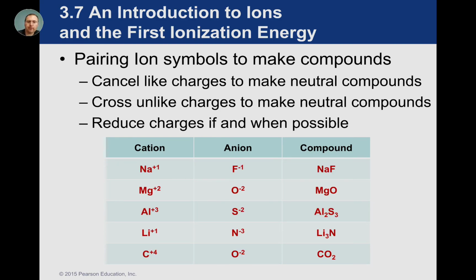So anytime we cross charges, just make sure that when you cross, you look for things that can be reduced, and that was the case for only the carbon dioxide example. The other ones we had either exactly the same charge or charges that couldn't reduce any further.